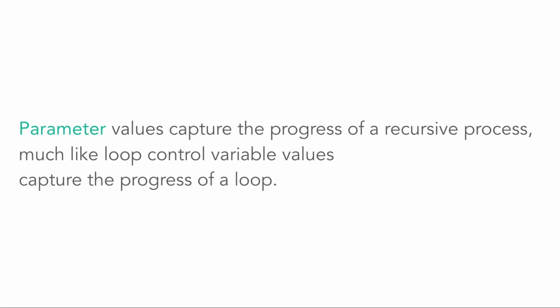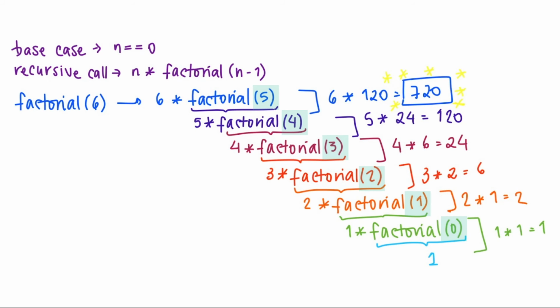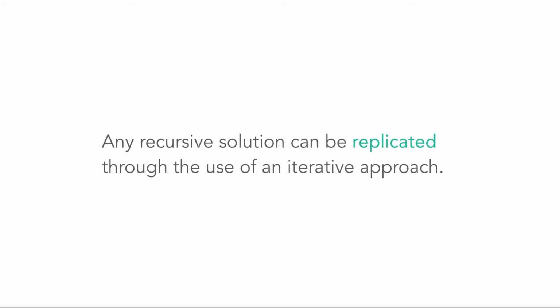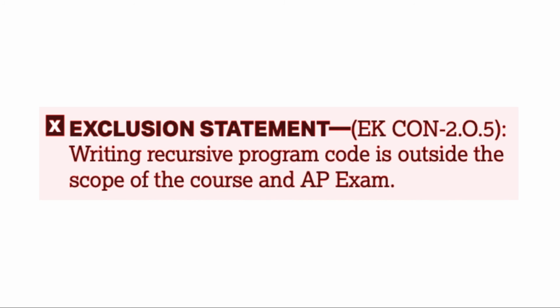Parameter values capture the progress of a recursive process, much like loop control variable values capture the progress of a loop. Notice how the parameters 5, 4, 3, 2, 1, and 0 capture the progress of this recursive process. Any recursive solution can be replicated through the use of an iterative approach. Writing recursive program code is outside the scope of the course and AP exam. You only need to know how to trace recursive methods, figure out what they return or print. You will not be asked to write a recursive method on the exam.